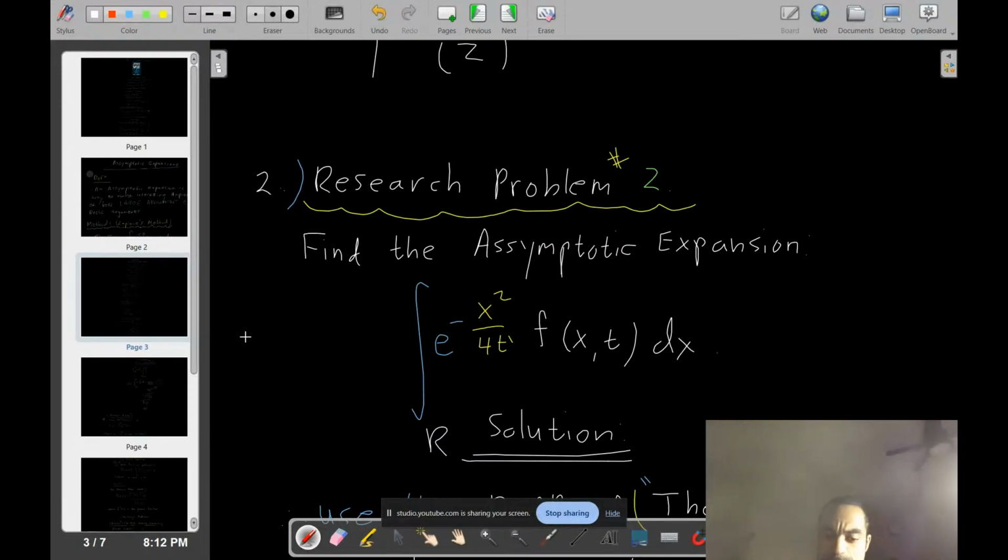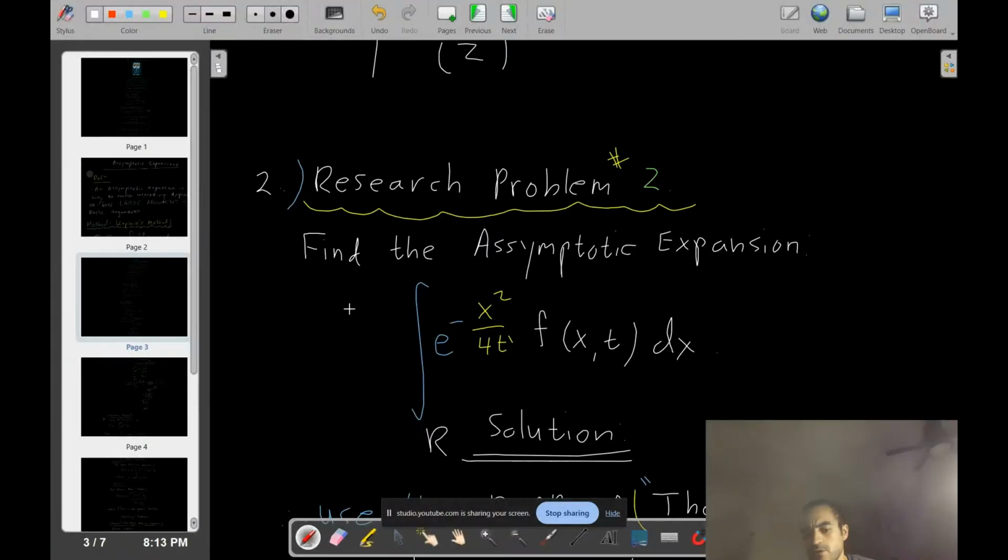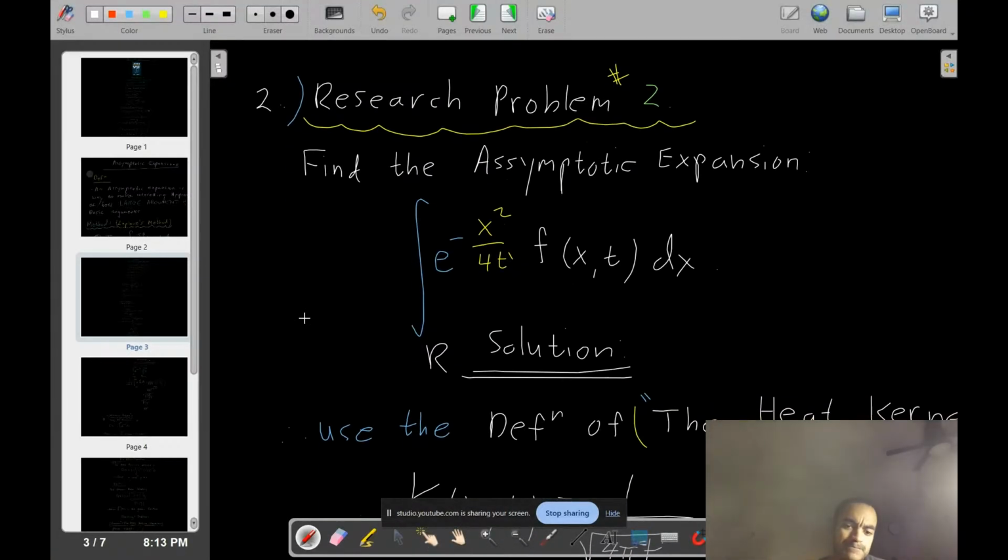Does anyone know what that means? What are the limits of integration? Let us know. Anyone in the chat? Yeah, you're right. Yes, that's correct. Minus infinity to infinity. Of course. If it was R^n, it would be different. It wouldn't be as simple. But for R, yeah, from minus infinity to infinity, the real numbers.